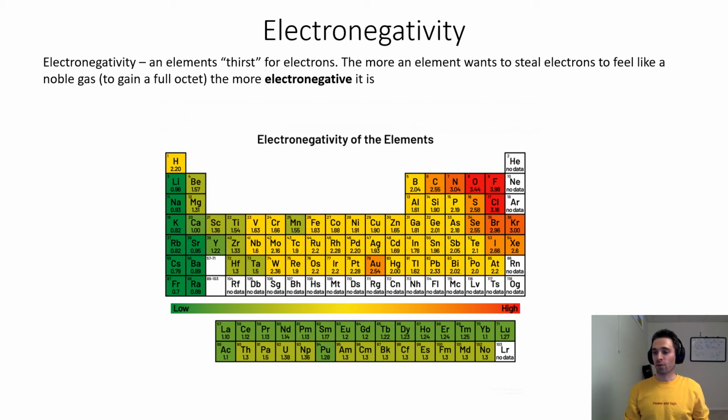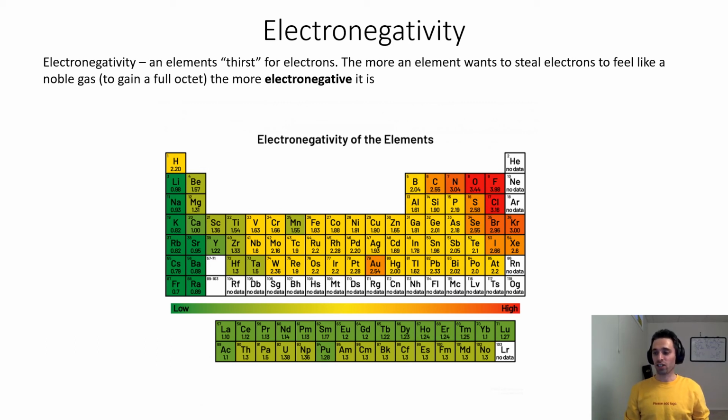I will start off by saying that noble gases are not really electronegative. Because they have full octets, they don't really have thirst for electrons. So we generally ignore these in the periodic table. They have no electronegativity values associated with them because they have a full octet. They're okay. They're cool.